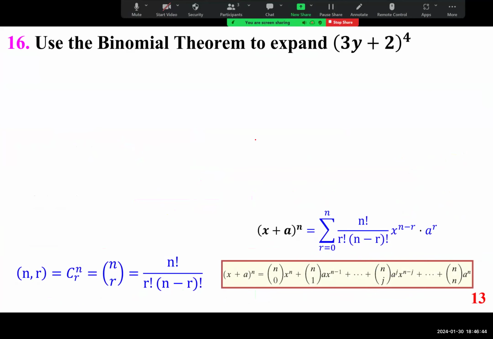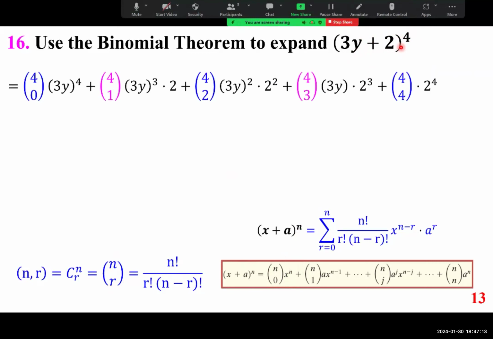So use the binomial theorem to expand this to the power of 4. So we are going to go with this formula. N is the exponent, so 4, and we start with 4 choose 0, and then (3y) to the power of 4. Then 4 choose 1, (3y) to the power of 3, and 2 to the power of 1, and all the way to the end. Now, please understand. So the coefficients are 4 choose 0, 4 choose 1, 4 choose 2, 4 choose 3, 4 choose 4.